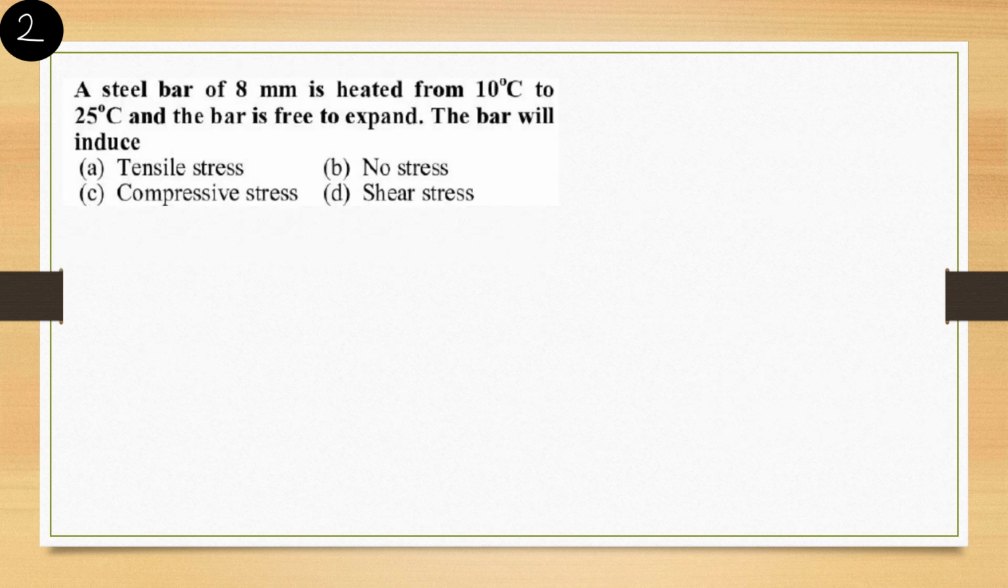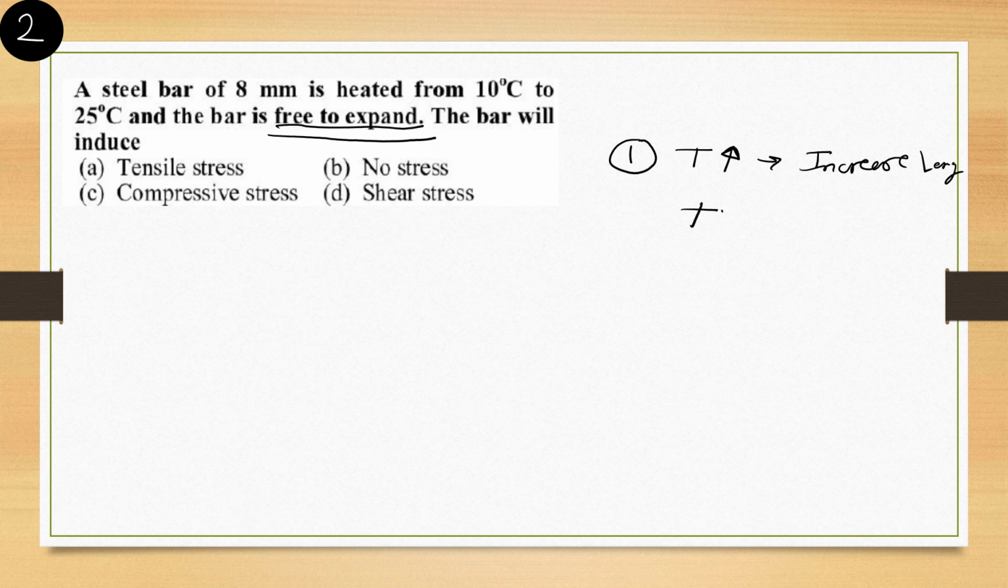The next question, question number two. A steel bar of 8 mm is heated from 10 degrees Celsius to 25 degrees Celsius and the bar is free to expand. The bar will induce what? First, if the temperature increases on any material, it increases its size or length. If temperature decreases, it decreases its length.